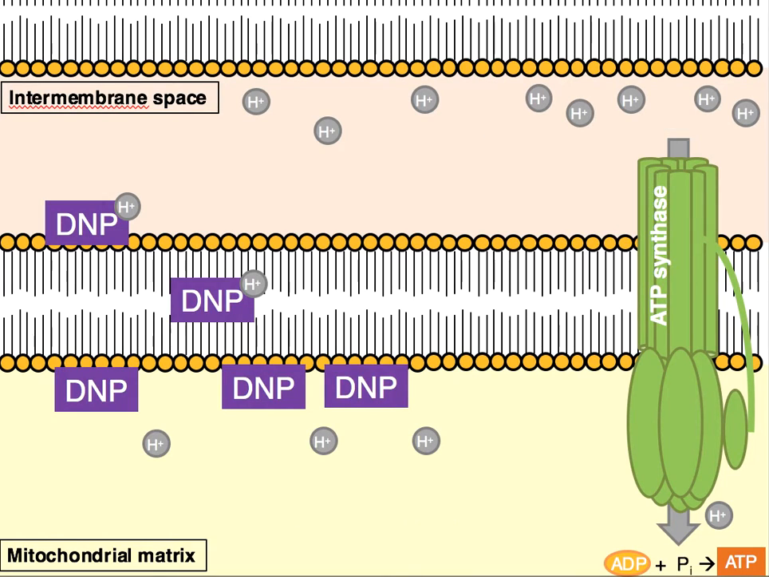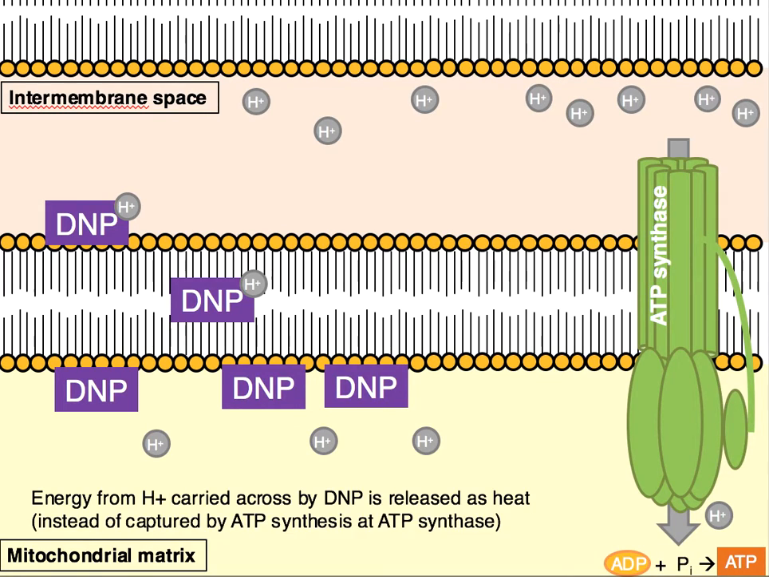DNP bypasses this. However, the energy from the protons diffusing down their gradient still needs to be released somehow. That somehow is as heat. So as a result, DNP transport of protons across the inner mitochondrial membrane down the gradient releases energy as heat, increasing body temperature, which then subsequently explains the profuse sweating response.